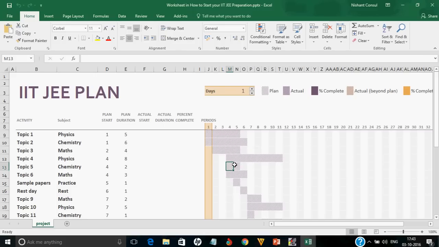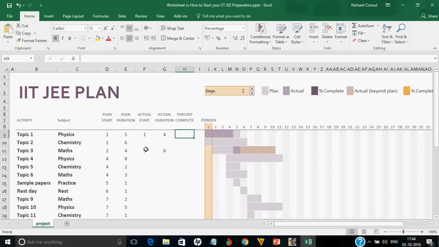And these columns, actual start, actual duration, and percentage completion, are for when you actually started. This is a plan, but you may not start it on the same day. It is possible that you started on the first day, but you were able to finish it on the fourth day itself. So you were left with the fifth day. You can utilize that day in a different manner. You may start your topic 3 from day 5, so that you are able to complete it fast, something like that. So I hope you understand what exactly I'm trying to say.